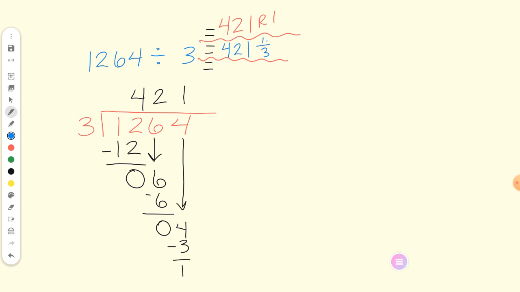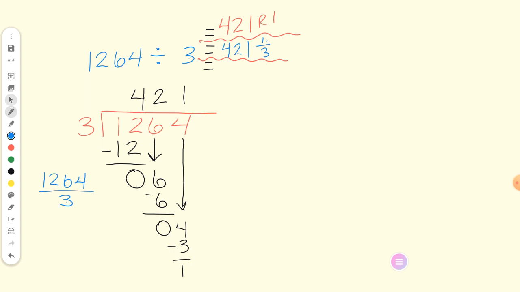Here's another way to look at it. If I wrote this problem, 1,264 divided by 3. Can I write that problem like that? Yes, that's the same thing. That still says 1,264 divided by 3. The denominator stays the same. What you're dividing by is your denominator. Okay?